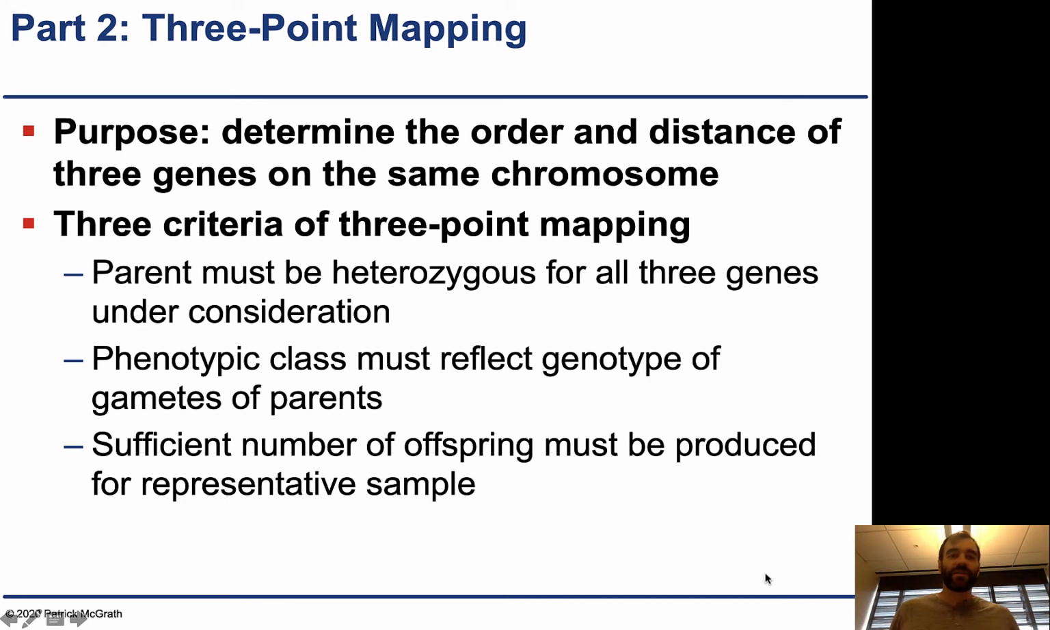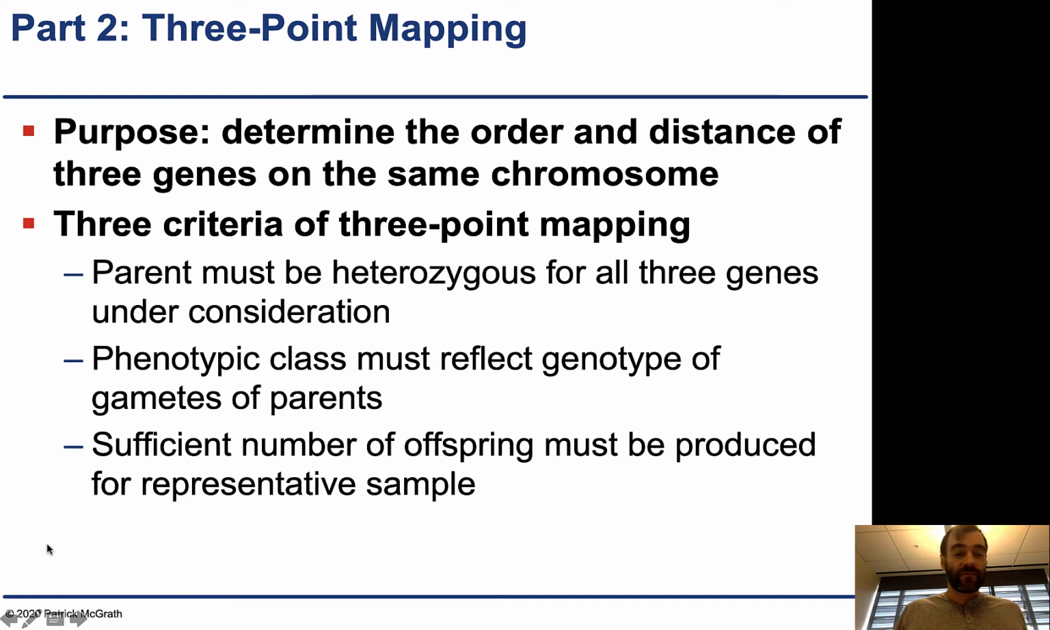Okay, now we're going to move into three-point mapping. So the purpose of three-point mapping is in part the same as what we covered in the previous part of the lecture. One of the things we want to do is just be able to determine how far apart genes are on the same chromosome, specifically in the category where there's three genes that are present. But the other thing we want to do is also determine the order of genes.